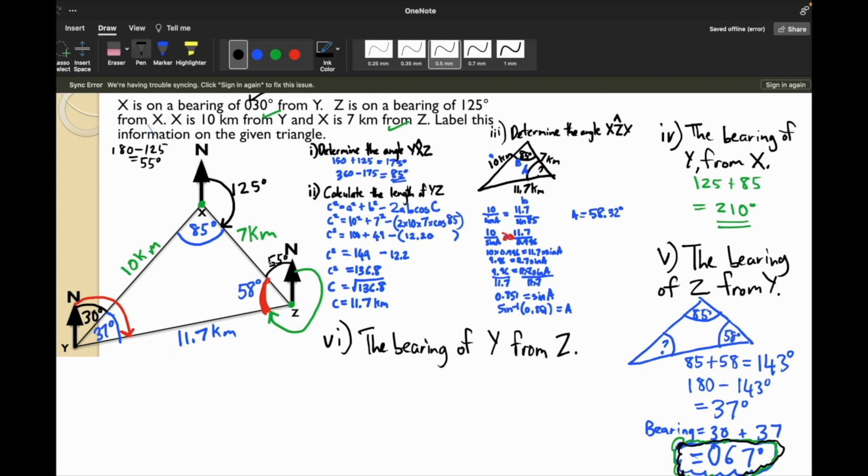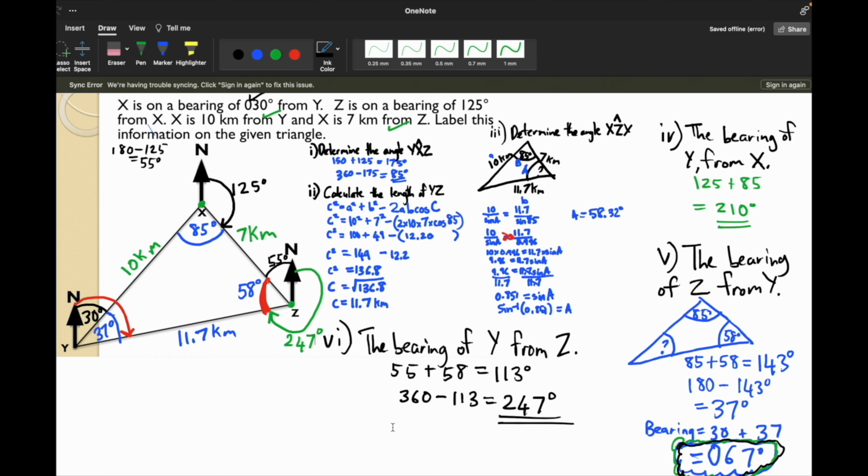So if this is 55 degrees, and here is 58, we could work out what this here is. Because now we could say 55 plus 58, which is equal to 113 degrees. Now all I need to do is go 360, subtract 113, which gives me 247 degrees. So my bearing is 247 degrees. So right here is 247 degrees. And that's my answer.